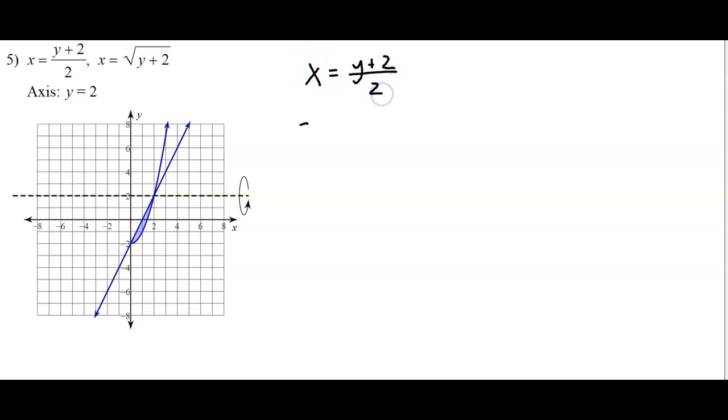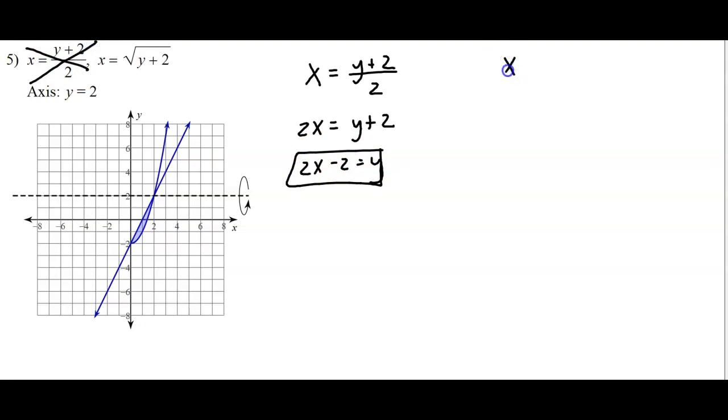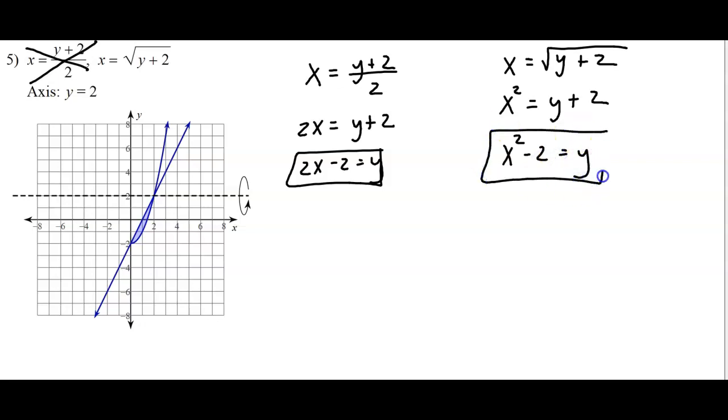I'm going to multiply both sides by 2 first, and then I'm going to subtract 2. So there's my first new equation. So I'm going to use this instead of this. Next, the other equation they gave me was this. First thing I would do is square both sides, which would give me this. And then I would minus 2 on both sides. And now I'm going to use this equation instead of this one.